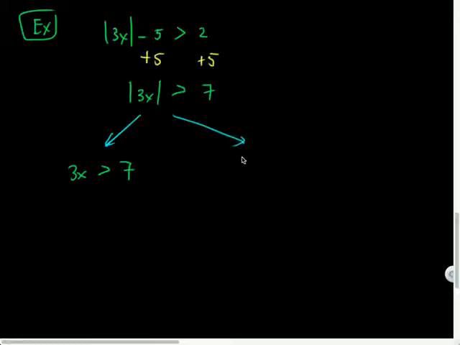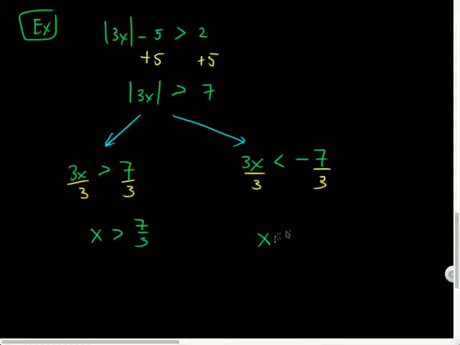And the other side, what's that going to be? 3x is less than negative 7. Let's see. So, solve these. I'm a friend of fractions, so I'll get x is greater than 7/3. Oops, slow down, friend. And x is less than negative 7/3.